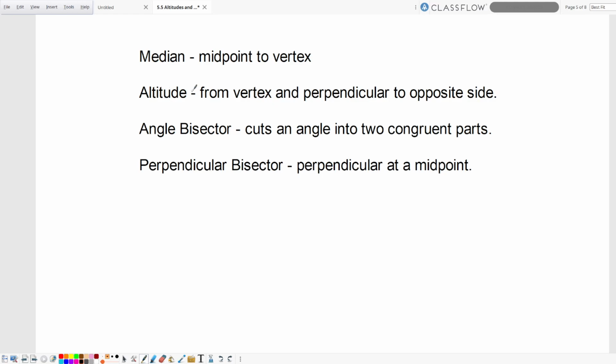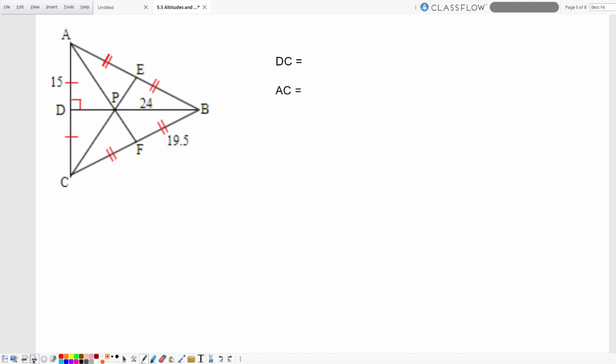So people sometimes get the altitude and the perpendicular bisector confused. The easy way to think about it, because they both have to have perpendicular, which means 90-degree angles, is that the altitude has to go from a vertex, so it has to connect to one of the points of the triangle. The perpendicular bisector is going to start in the middle of one of the sides every single time. Has to be at a midpoint. Doesn't have to pass through the vertex of the triangle.